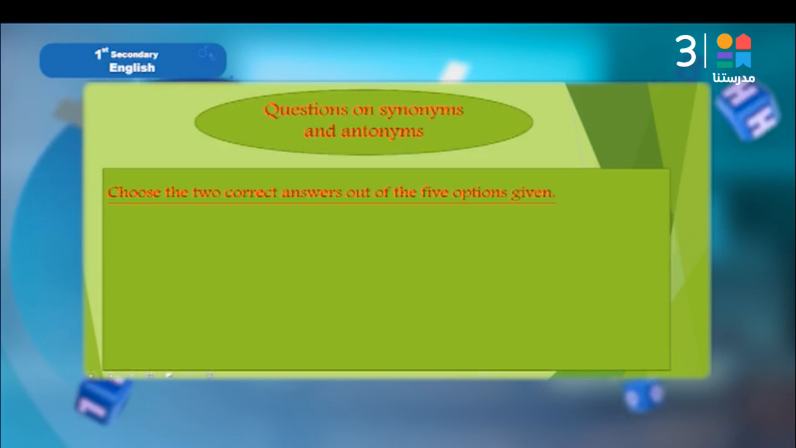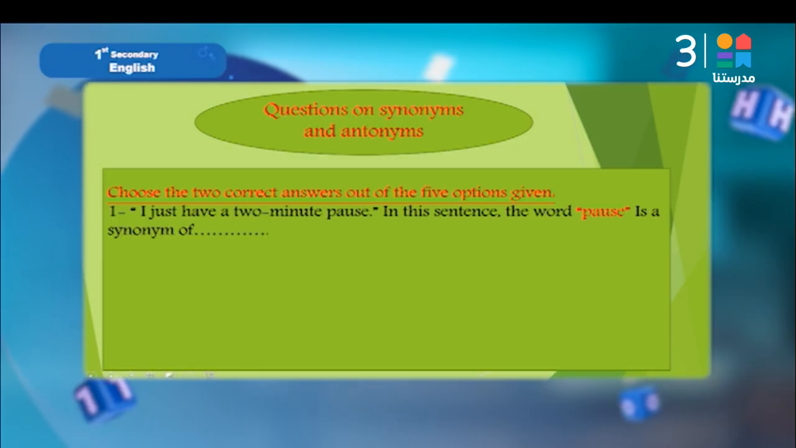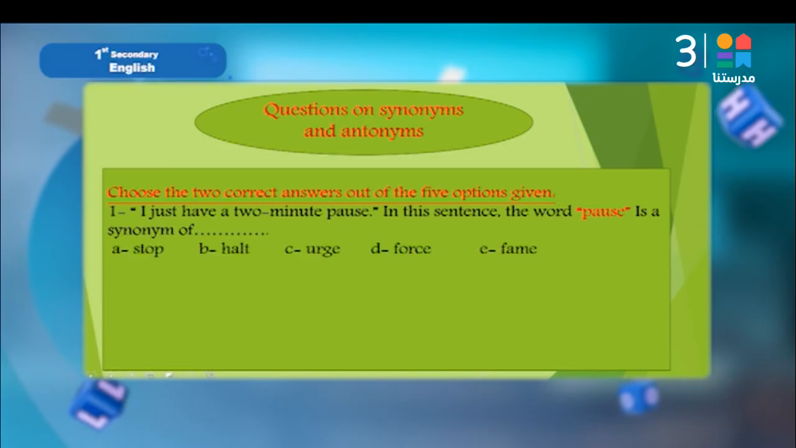Let's take another kind of question, the question on synonyms and antonyms. You know that this is a very important question in the exam. In the first two questions in the exam you have to answer the synonyms and the antonyms of the specified words given in the question. So let's start with the first one.